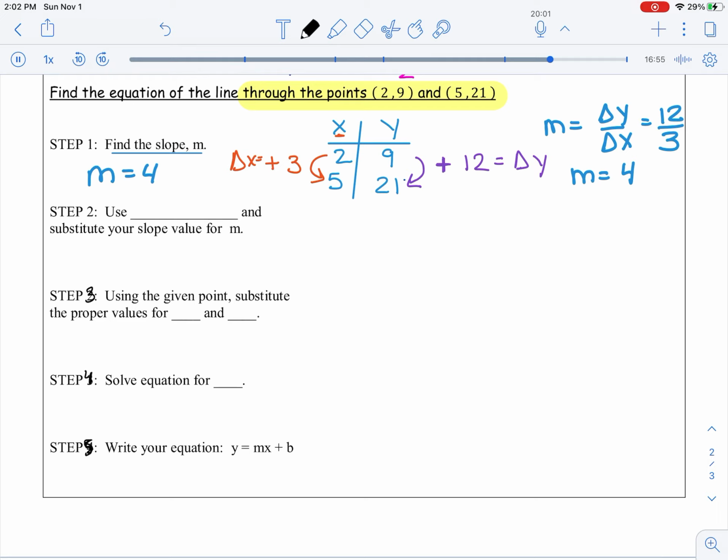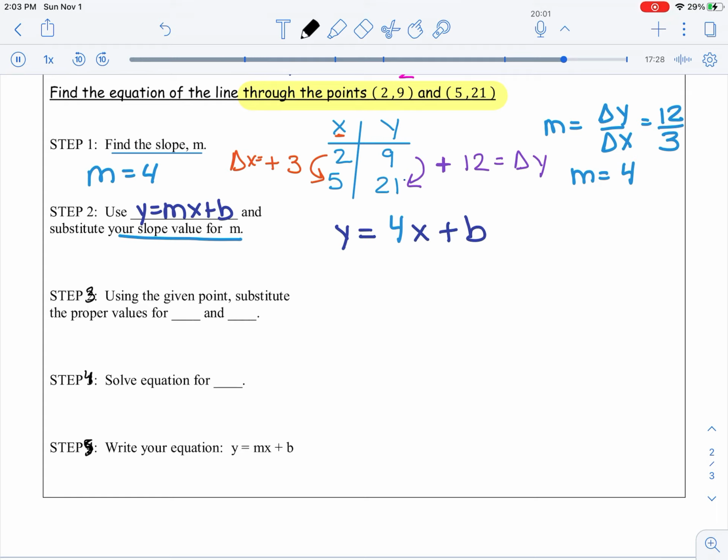Next up, I want to use my general equation for a line, y equals mx plus b, my slope-intercept form, and substitute the slope value for m. So y equals 4x plus b. Which puts us on a good start.